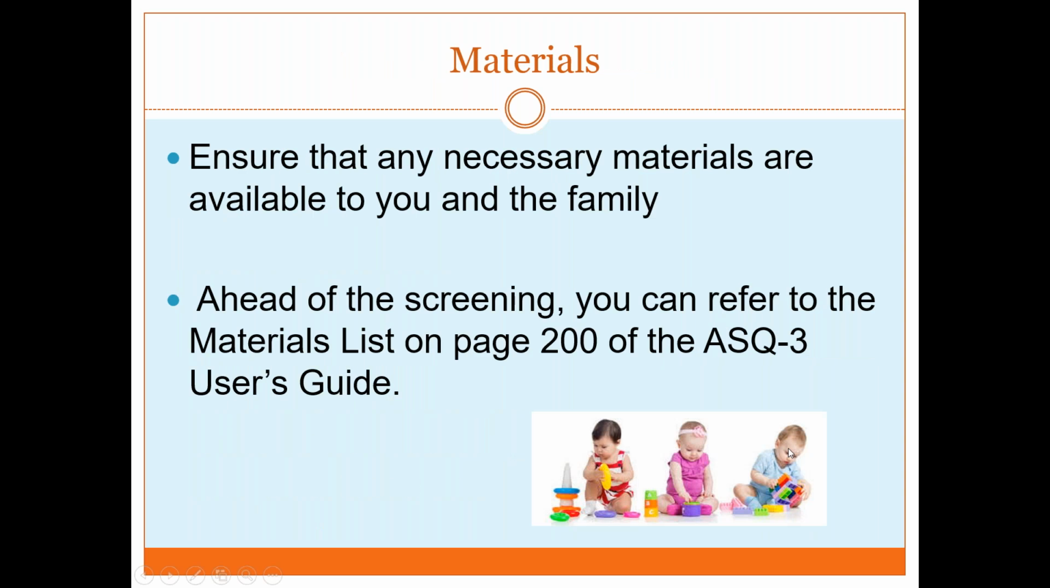The ASQ may require materials. Make sure that you bring the materials or that the family already has these materials to facilitate the activities listed. That may require a baby bottle or a blanket that you might hide toys under. Make sure that the family has those things. If you are doing the ASQ online, you may want to talk to the family ahead of time to make sure that they have those things available in their environment, since you're not able to bring them with you if you are doing it online. Ahead of the screening, you can refer to the materials listed on page 200 in the ASQ user guide, but it is also online at the website that we've been looking at before.